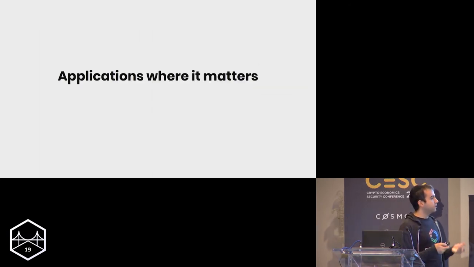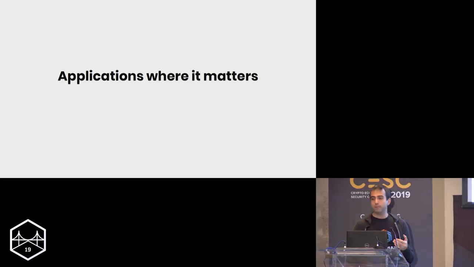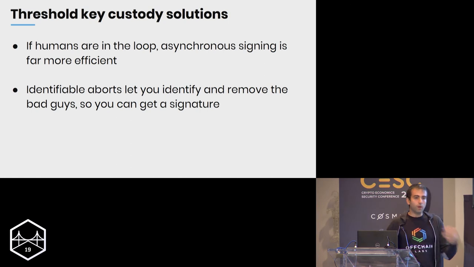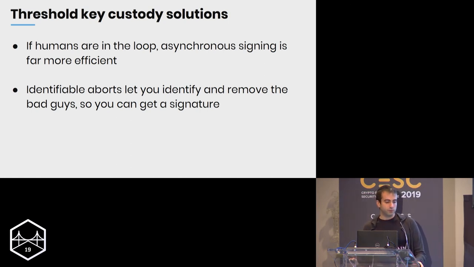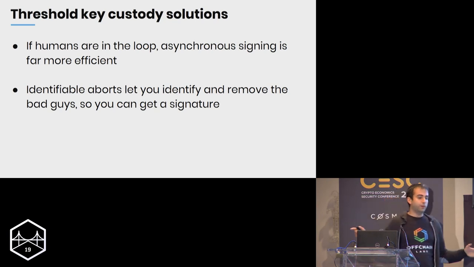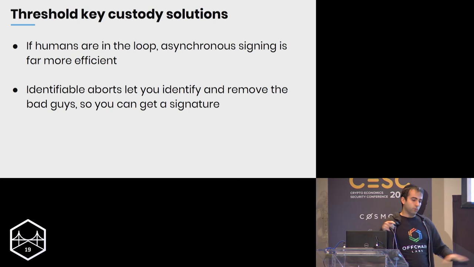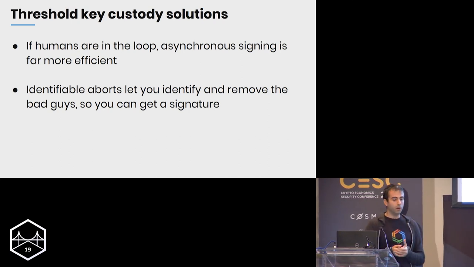So let's look briefly in the few minutes we have left at some applications where this matters. So number one application where people are using threshold signatures is for key custody solutions, where you're either splitting up your keys on your own device or you're asking, maybe in a company, you're giving each employee a key share and that's how you're storing the company wallet. Or maybe you're a service provider who's offloading key storage for a company.